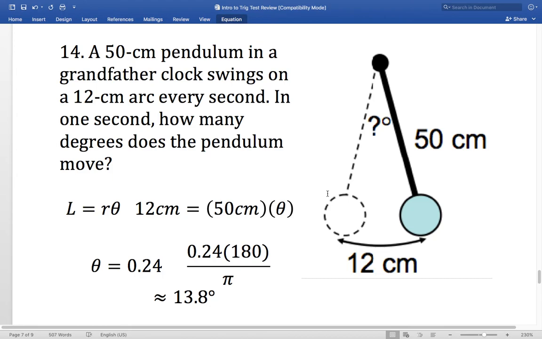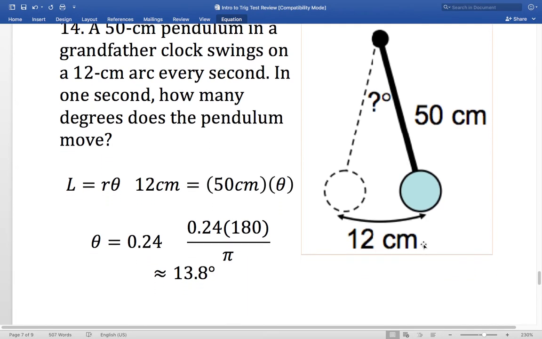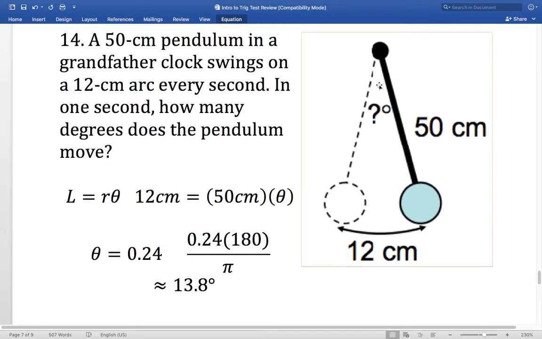Number 14, a 50 centimeter pendulum in a grandfather clock swings on a 12 centimeter length arc every second. So here's another arc length problem. In 1 second, how many degrees does the pendulum move? So we're just looking for our angle here. For arc length, the formula equals your radius times theta, and your angle theta needs to be in radians.